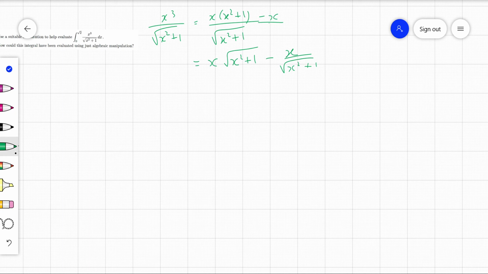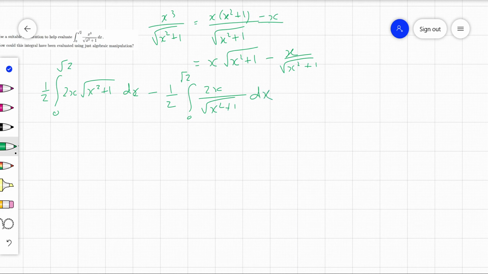So let's break up this integral now. So 0 to root 2. If we think about it, the derivative of the x squared plus 1 is 2x. So actually, let's put a half and make it have a 2x. There we go. Might make it easier. And we'll do the same for the second fraction. So we will have a 2x, so the derivative is there if we need it.